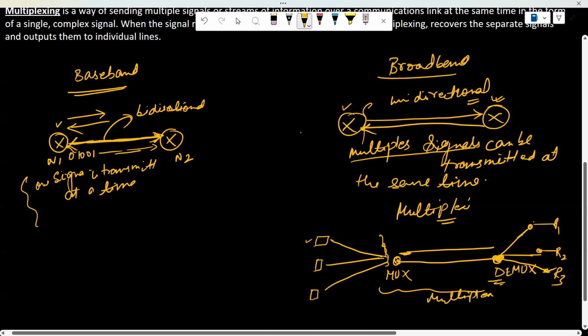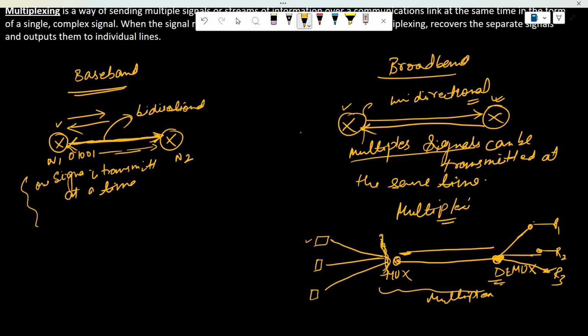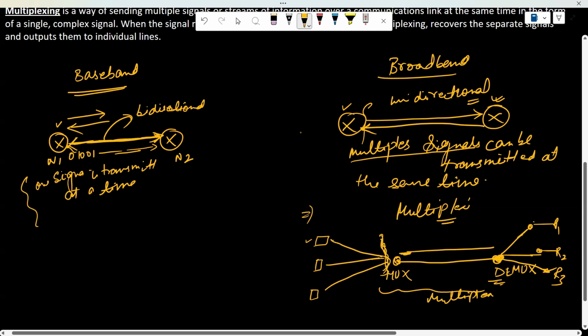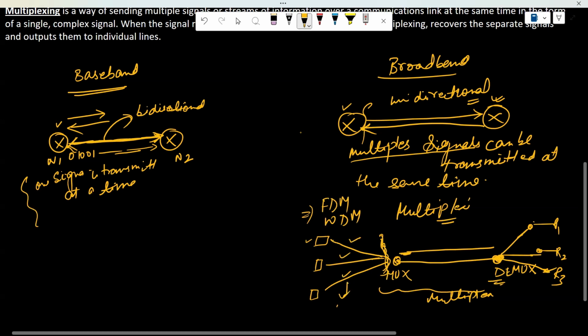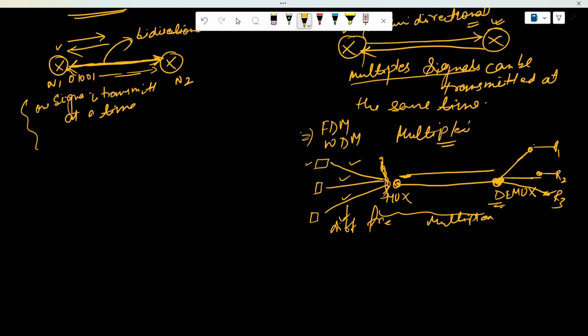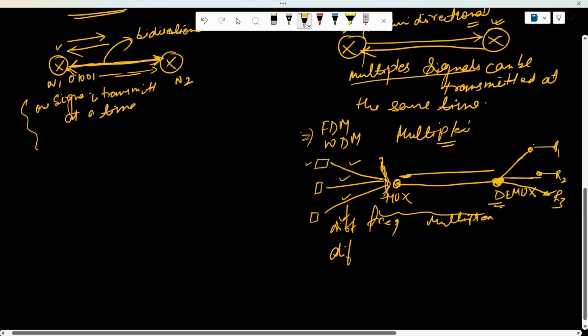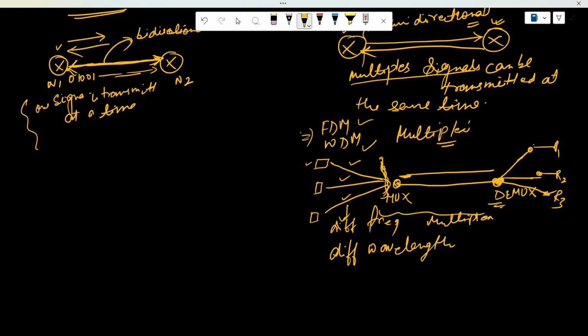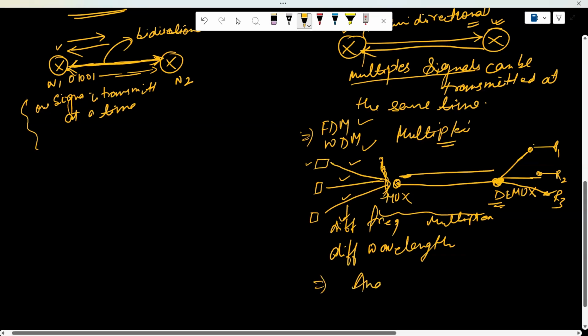Since in this we are combining the signals, that means we are using either FDM or WDM. That means all the signals will have different frequencies or different wavelengths. If this is the case, we can use the FDM technique or the WDM technique. And also, there is a difference that it is being used in sending analog signals.